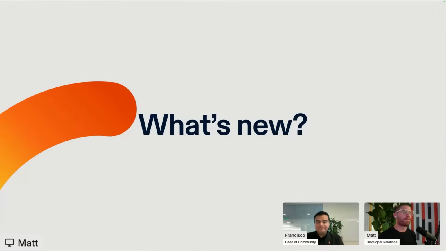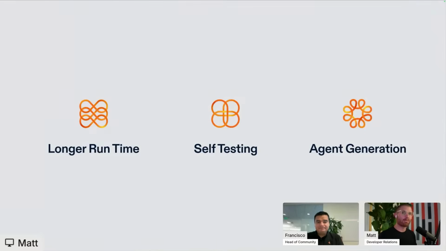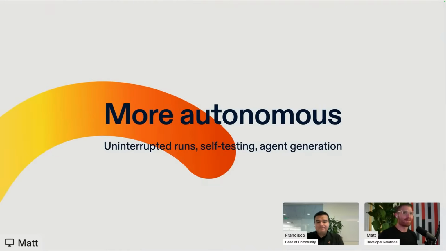Off the bat, let's talk about what's new. You've probably seen the headline by now. There's a longer runtime for Agent, really impressive, up to 200 minutes. There's self-testing, the ability for Agent to check its own work. I'm going to show you some really cool demos of that. And then there's agent generation, the ability for Agent to create agents. If we break these 3 down, that just means that Agent is now more autonomous.